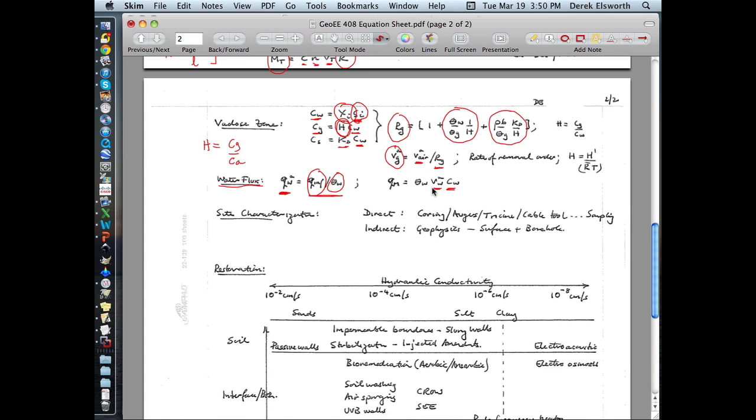So we talked about that, and I guess that was basically as far as we got. We talked about remediation, but we didn't talk about that, so that won't be on the test. And we talked about site characterization, but the stuff on direct methods could turn up on the test, but not indirect because we didn't cover that. Okay, so that's basically it. Great.